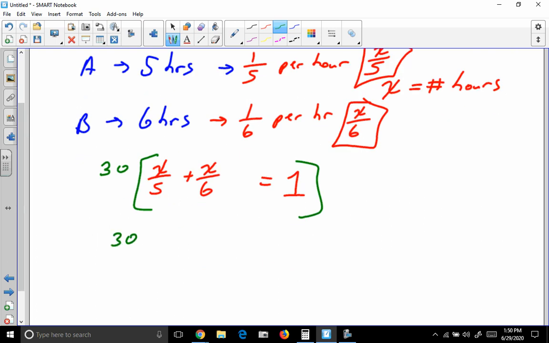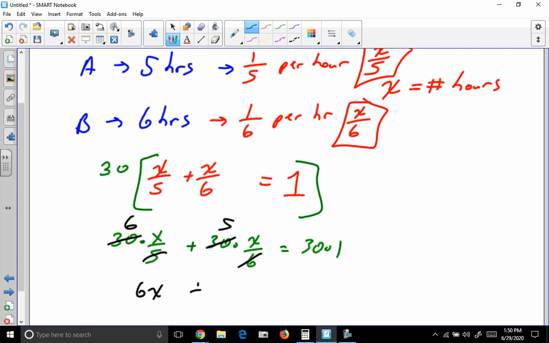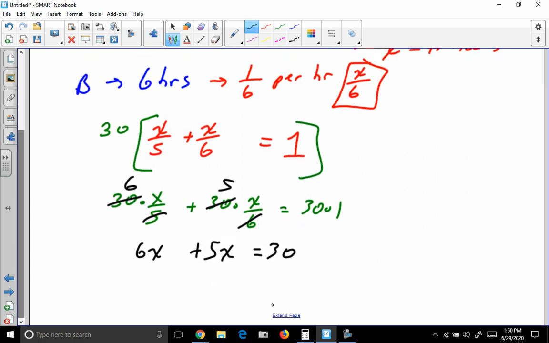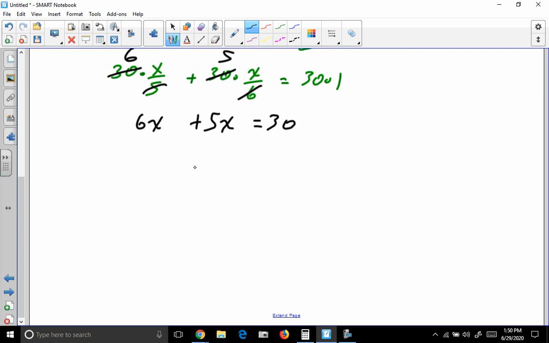We're going to do 30 times the first term, and we're going to do 30 times the second term, and we're going to do 30 times the other side. And why 30? Because 5 goes into 30, and because 6 goes into 30. So that makes our fractions go away. We have 6 times x plus 5 times x. Well, those are like terms, 6x plus 5x.